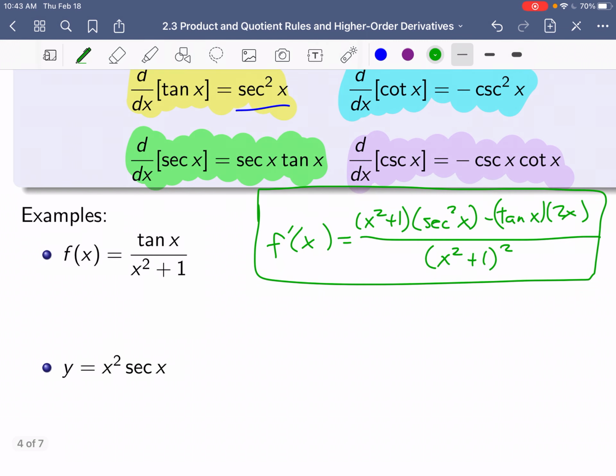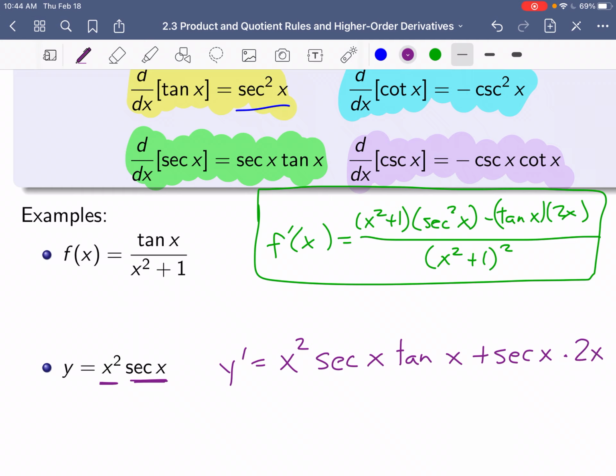Excellent. For the second example, we have x squared times secant x. So we have a product of these two things. Our first piece is x squared. Our second piece is secant x. So our product rule says it's the first times the derivative of the second. The derivative of secant of x is secant x tangent x. So it's x squared secant x tangent x, plus the second, secant of x, times the derivative of the first. Derivative of x squared is 2x.